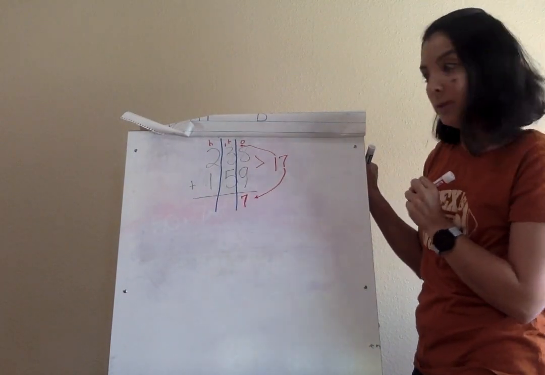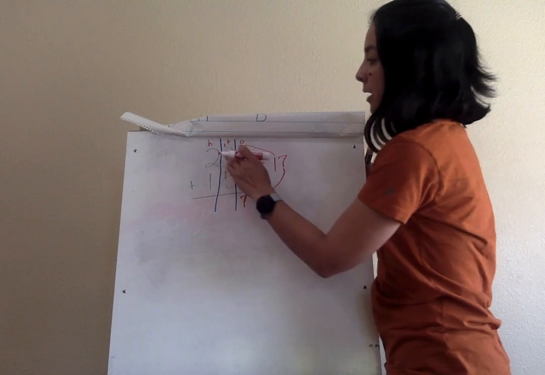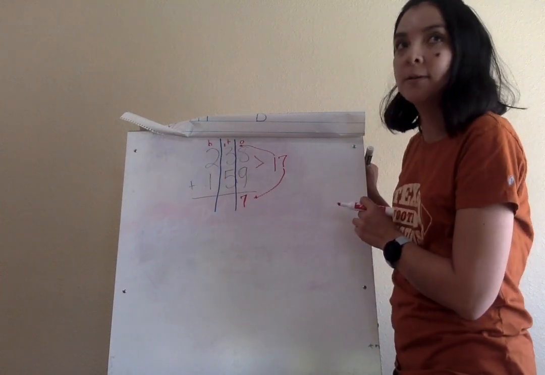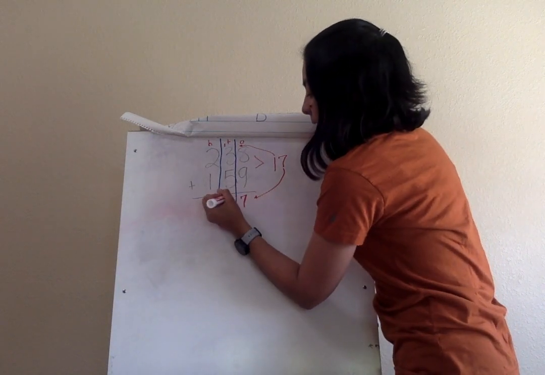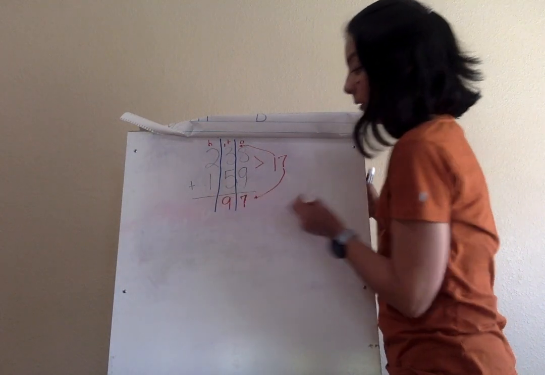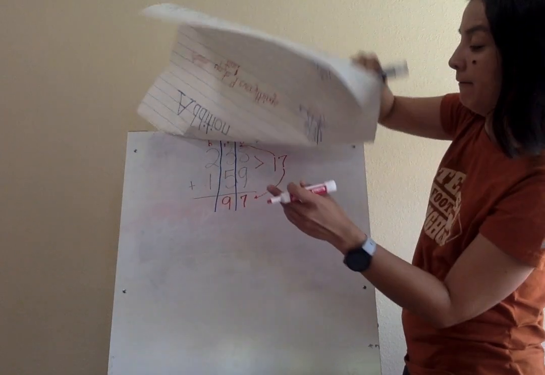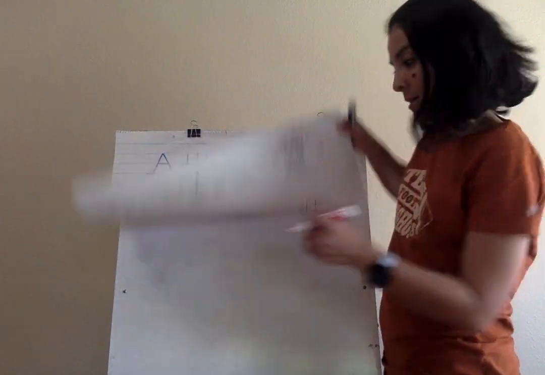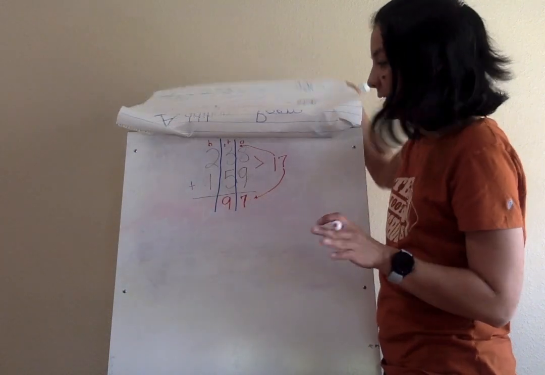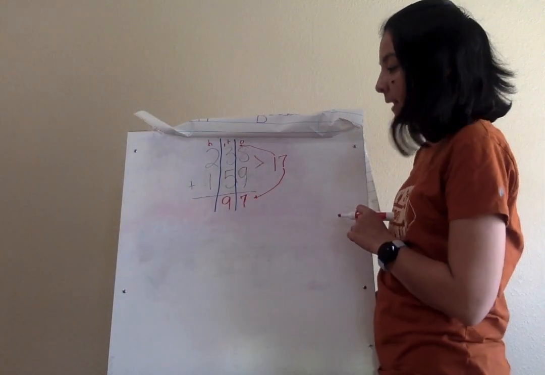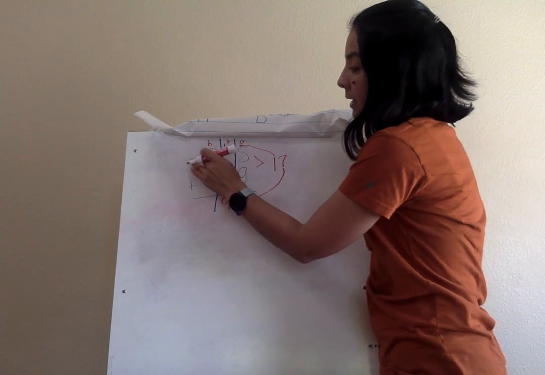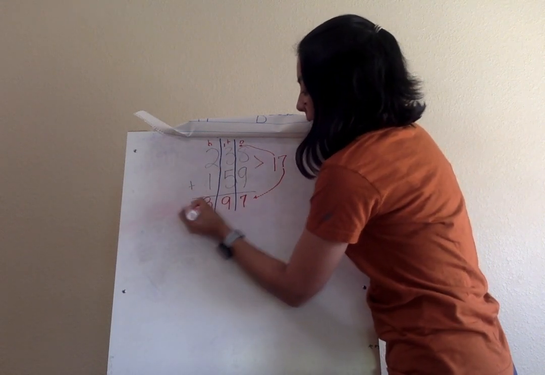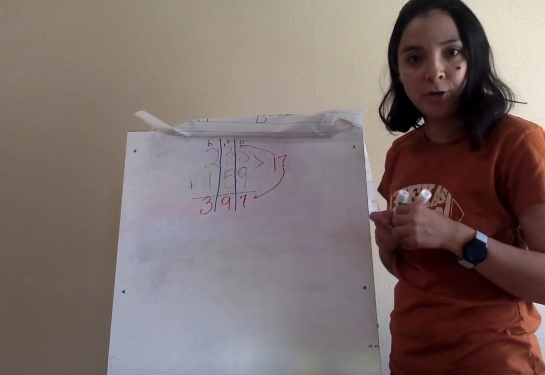Okay? Now I can go to my 10s. I'm going to add all of the numbers together. 1 plus 3 is 4, and 4 plus 5 is 9. Let me see. 9, if I go back to my poem, adds up to 9, everything's fine. It is a 9, so everything is just fine. I don't have to worry about sending anything next door. And then in my hundreds, 2 plus 1 is 3. So my answer is 397.